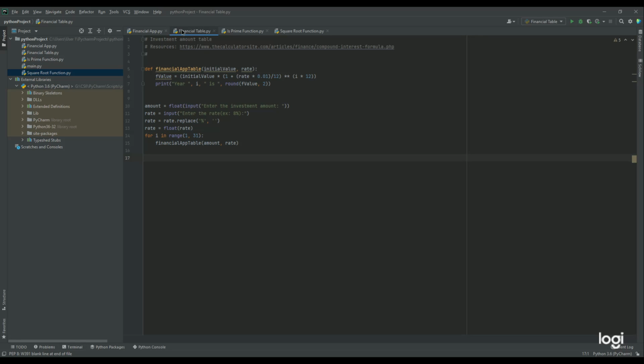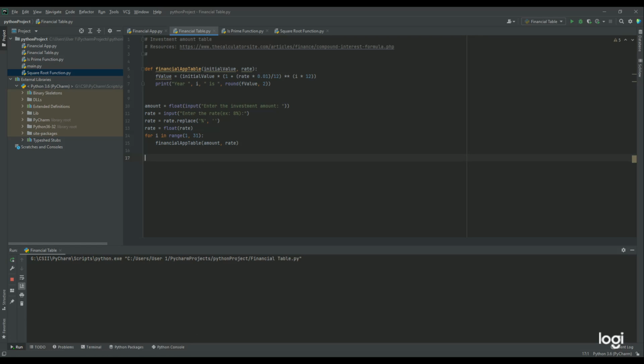So we'll run the financial table application. Investment amount being 1,000, the rate being 9%. And it went ahead and gave us years 1 through 30 and the amounts for each year, rounded to the nearest decimal place. I see that in some places it has just 1 decimal, probably because it's a 0. No biggie, but it seems to be working fine.